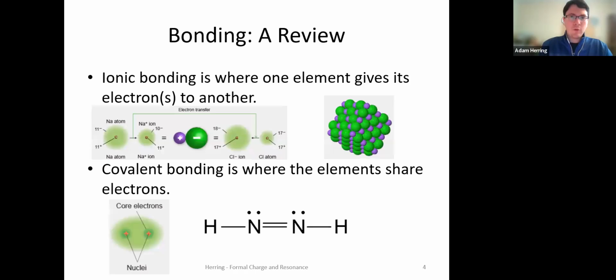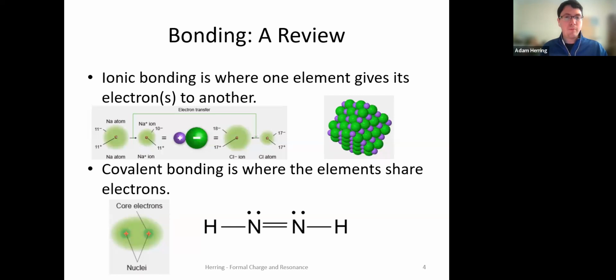Let's remind ourselves of what we've already seen about bonding. We have two main types of bonding we've talked about: ionic bonding, and that's where one element gives up its electron to another. The element that gives up its electron ends up being the cation. The one that gains that electron is the anion. Covalent bonding is where the elements share the electrons. Now, they might share equally or unequally, but what's important is that the electrons within the bonds belong to all atoms involved. Each bond represents two shared electrons.